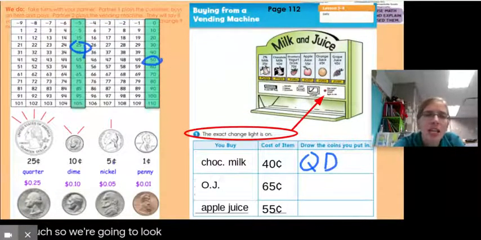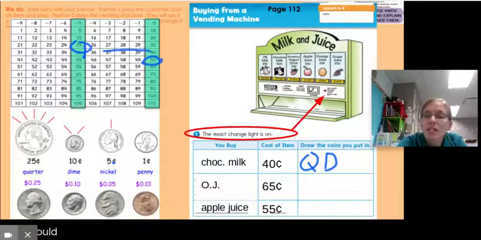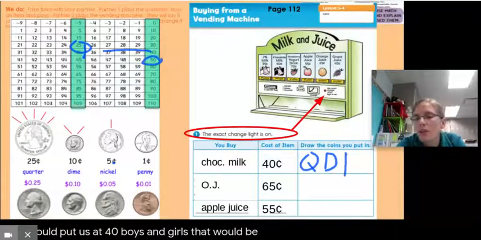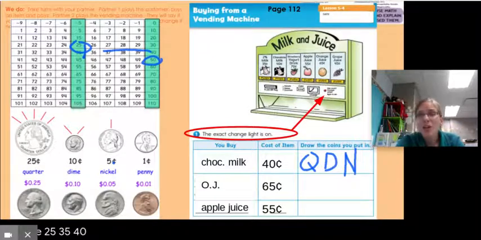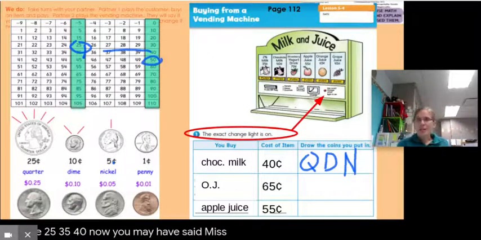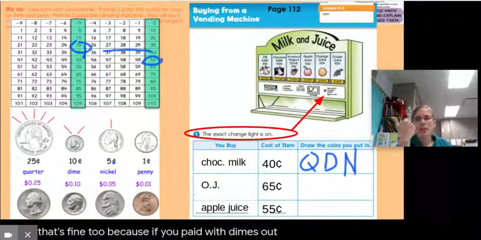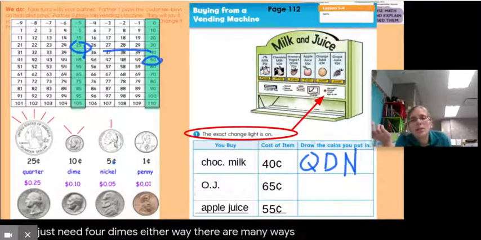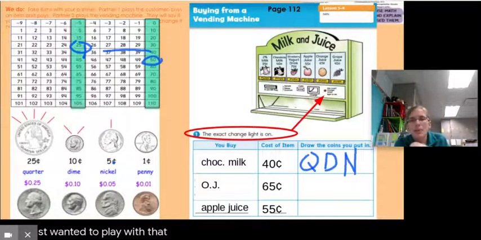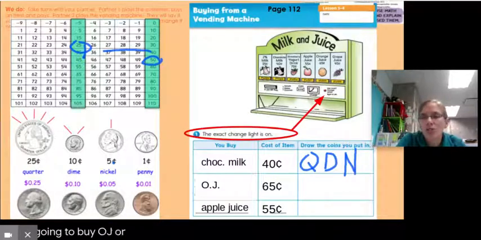So we're going to look at the nickel now. If I'm at 35 and I count over 5, that would put us at 40. Boys and girls, that would be the perfect amount of change. 25, 35, 40. Now, you may have said, well, Mrs. Metcalf, I'm going to pay with dimes. That's fine too, because if you paid with dimes, that'd be 10, 20, 30, 40. You would just need 4 dimes. Either way, there are many ways to make this amount, but I just wanted to pay with that today because that's what I had.